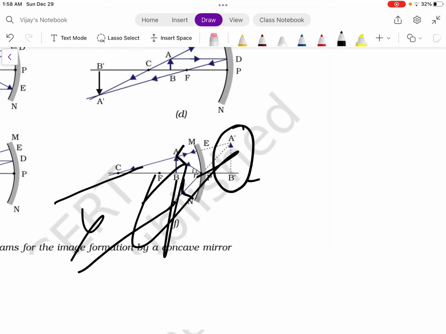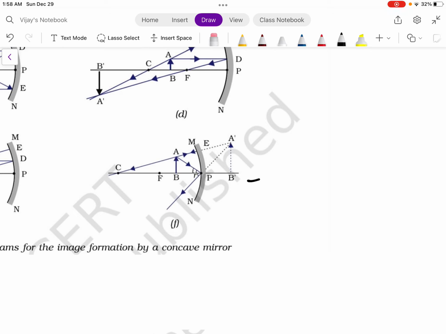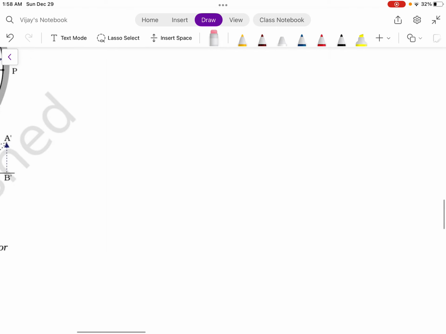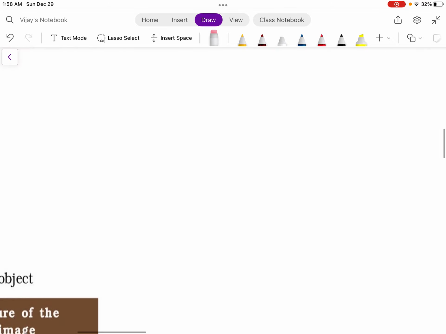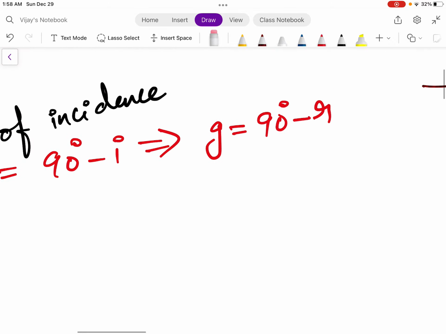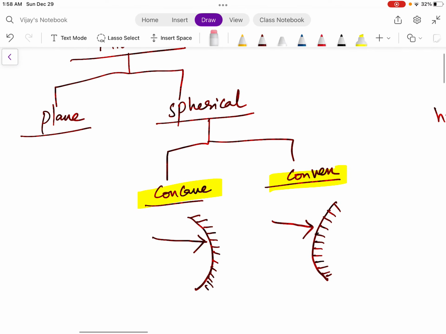What is the third important point about virtual image? You can see here, this is the object and this is the image. So upside is coinciding, like this. That means the image is erect. So these are the differences between real images and virtual images. I think with the help of a diagram, I am able to show all these differences.